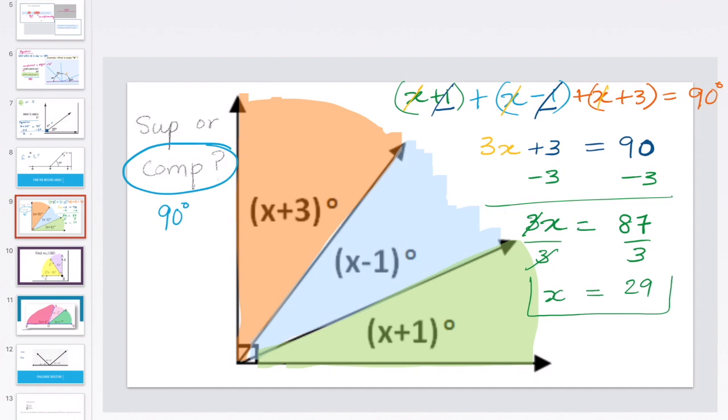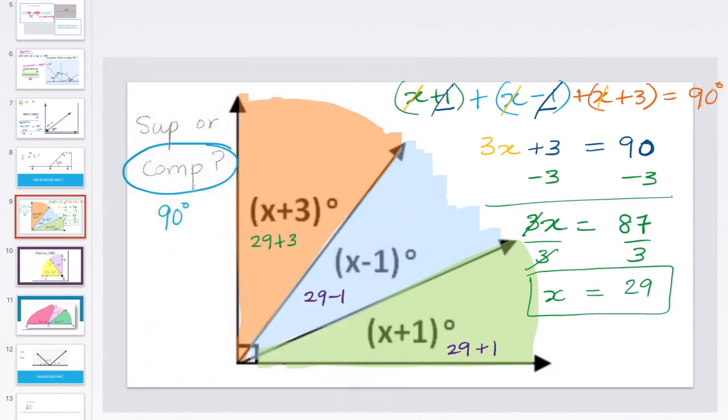Now I have a solution for x, but x is not an angle here. There's so many other things happening to x before I jump into x is equal to 29. Yes, x is equal to 29, but this is not x, this is x plus 3. So that means 29 plus 3. Next one. This is not x, this is x minus 1. So 29 minus 1, and this is going to be 29 plus 1. Let's work it out.